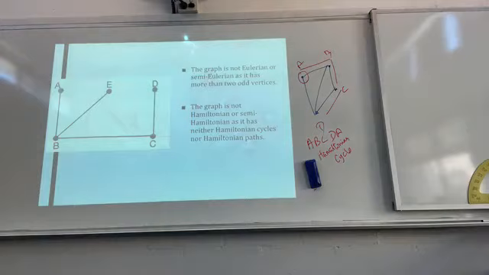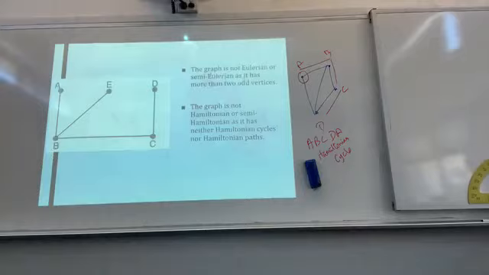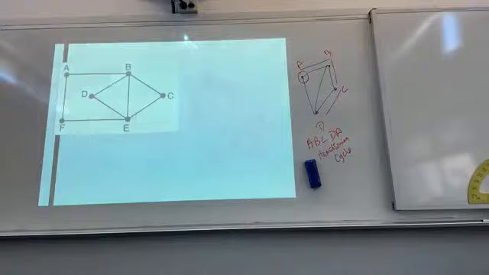What about this? How many odd vertices are there? None. All even, correct? So it is Eulerian. Yes, it's Eulerian. It's not Hamiltonian. There are no odd vertices at all. For example, an Eulerian circuit.